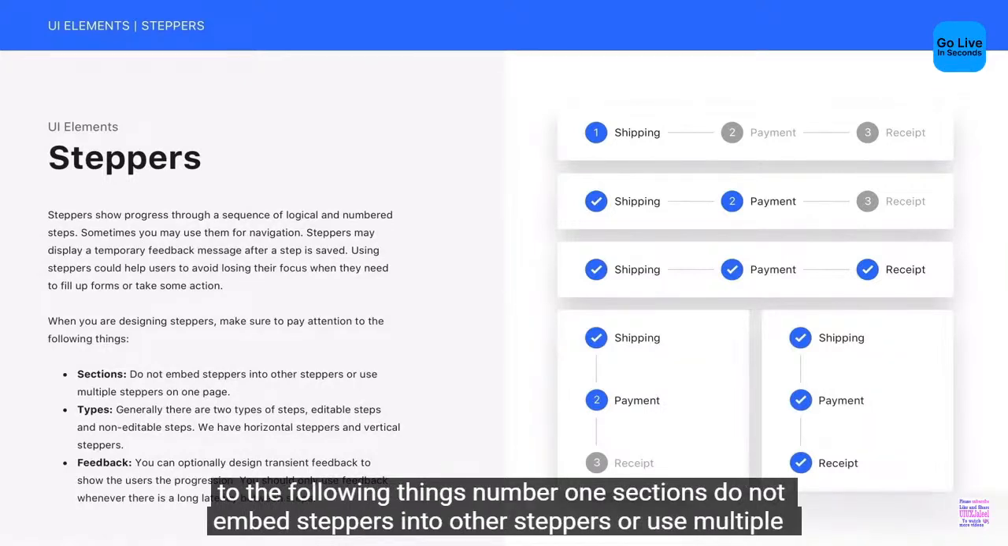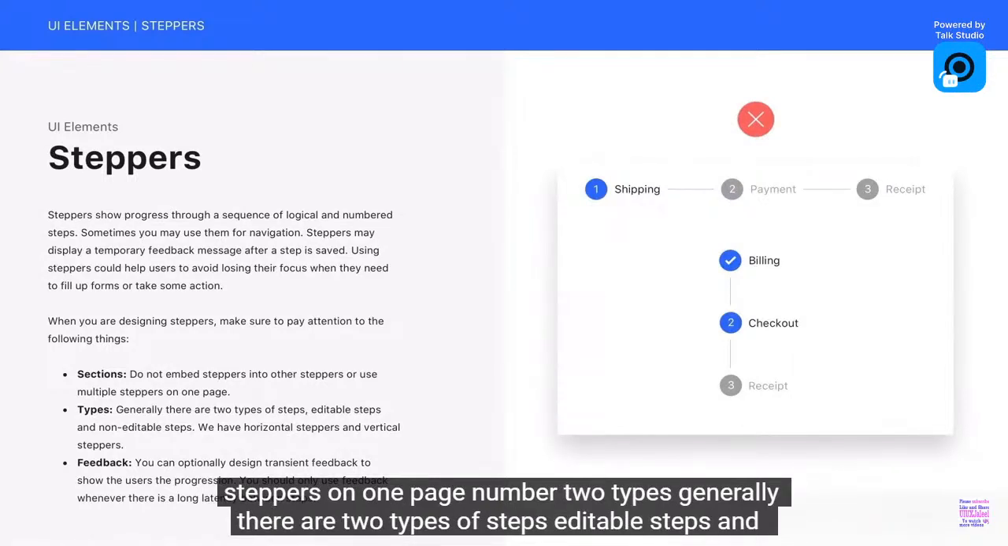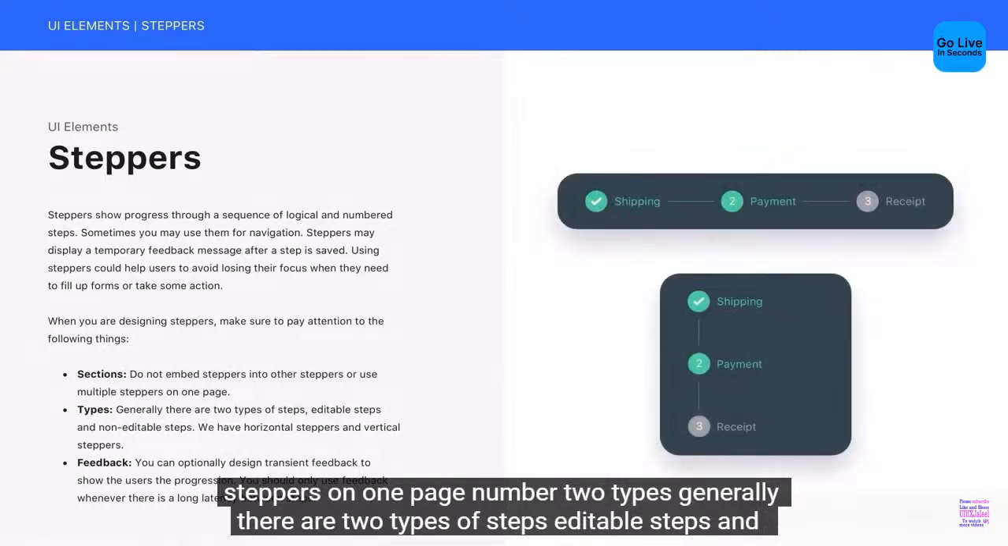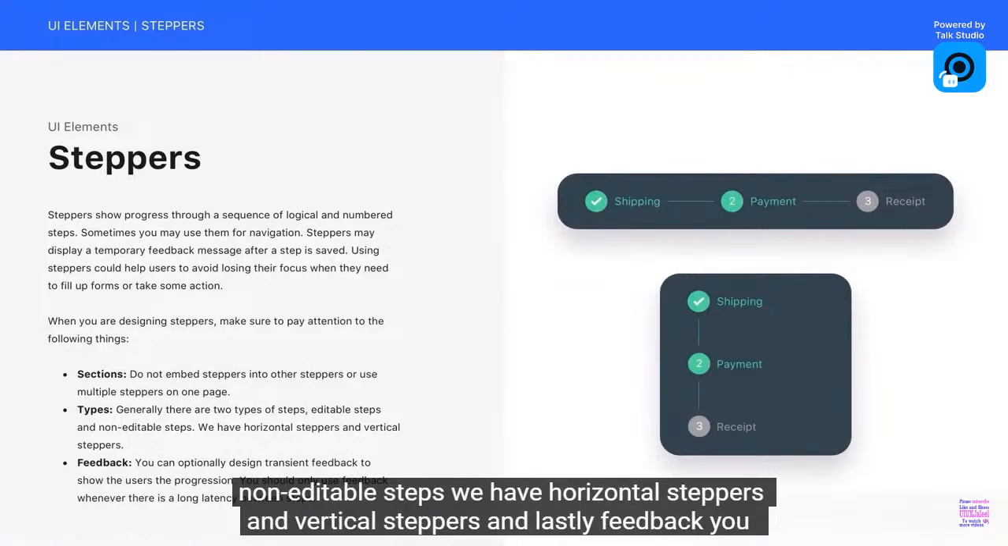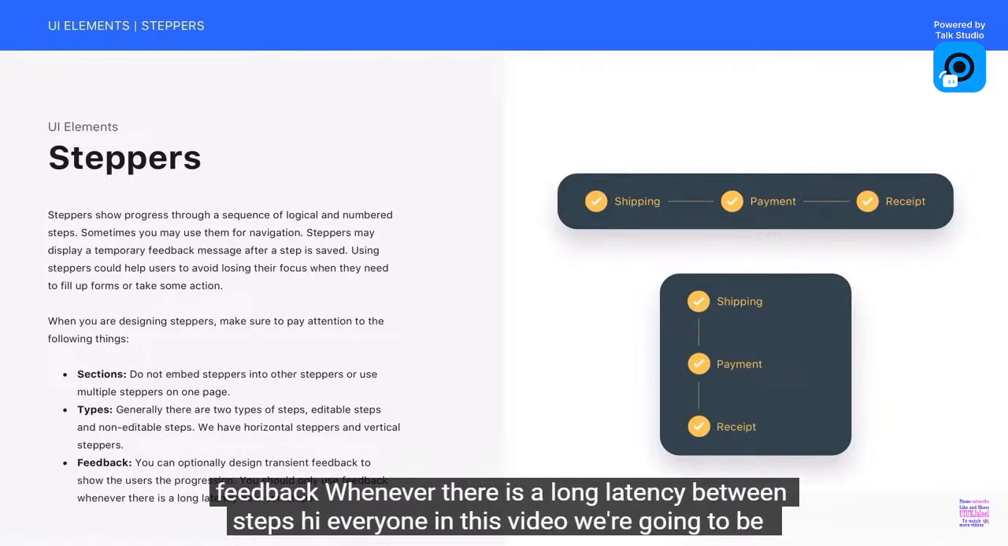Number 1, sections. Do not embed steppers into other steppers or use multiple steppers on one page. Number 2, types. Generally, there are 2 types of steps: editable steps and non-editable steps. We have horizontal steppers and vertical steppers. And lastly, feedback. You can optionally design transient feedback to show the users the progression. You should only use feedback whenever there is a long latency between steps.